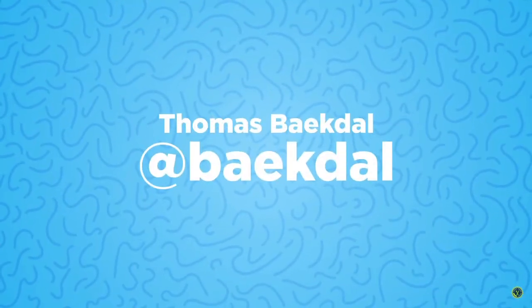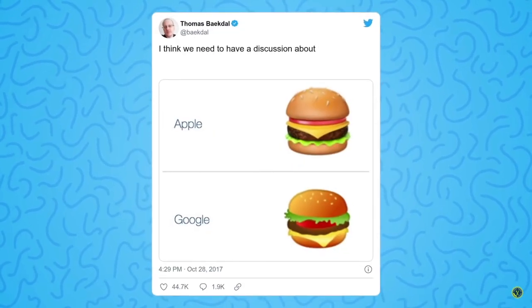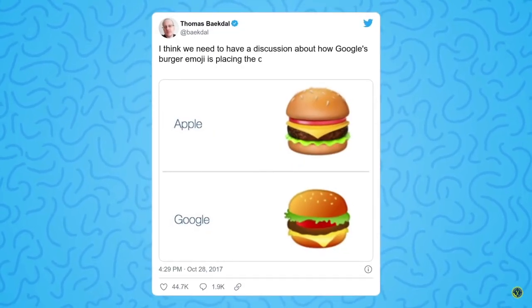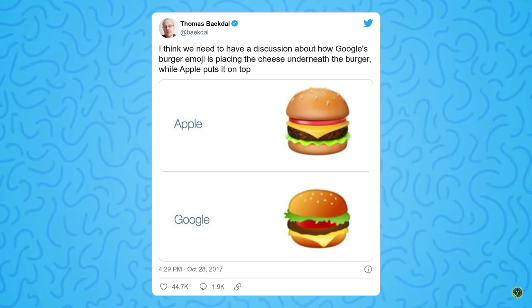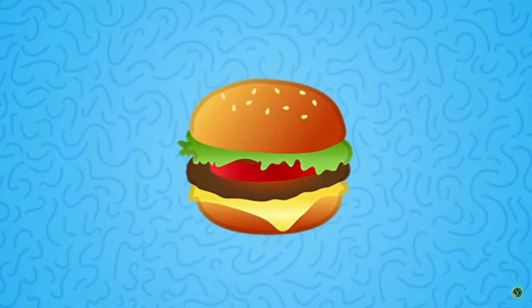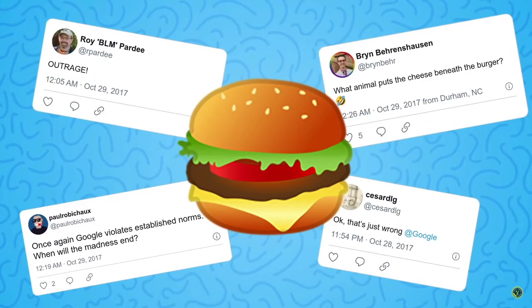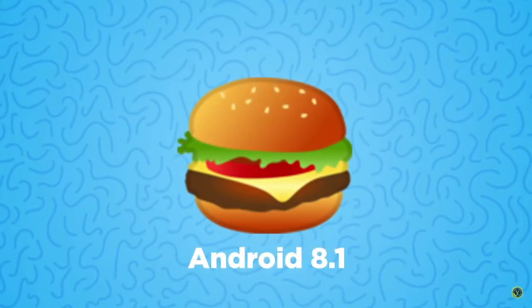We got proof of this a few years back when a Twitter user by the name of Thomas Bechtel made this astute observation. Quote, "I think we need to have a discussion about how Google's burger emoji is placing the cheese underneath the burger while Apple puts it on top." And, well, that conversation definitely happened. Bechtel's tweet blew up, articles were written, and basically the entire internet weighed in on how awful Google's burger emoji stack order was. And it worked. Google corrected their burger emoji in the very next Android update.